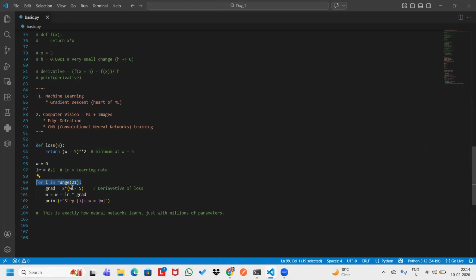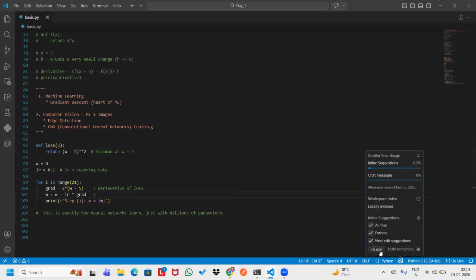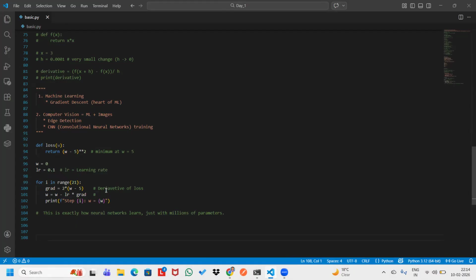Suppose this is x, I mean the equation for x, and then w is again x, and we are doing x minus lr into grade. Let me write it in this way. Suppose we have x. Oh, don't talk about x. Let me take it y. Y equals 2 into w minus 5.